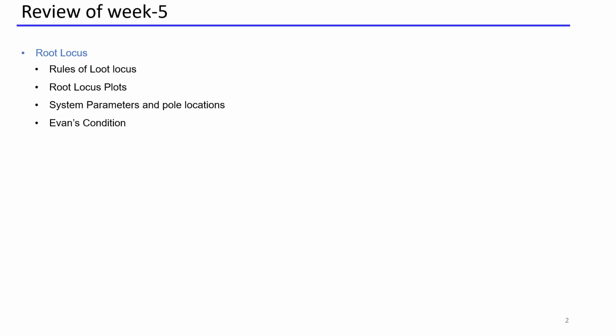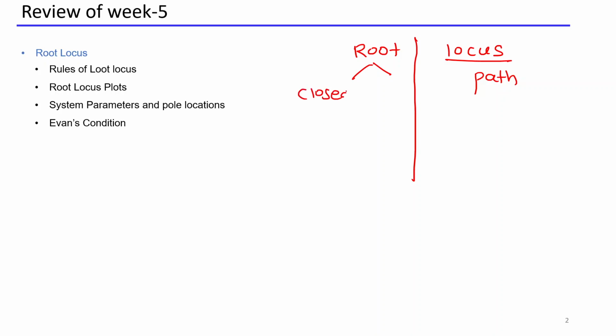So first of all, before starting anything, what do you mean by root locus? The basic question: what is the meaning of that? There are two things. One is roots, another is locus. Locus means path. And roots means the closed loop poles. So root locus is the closed loop pole path. How the poles of the closed loop system will vary, in which paths they will move.